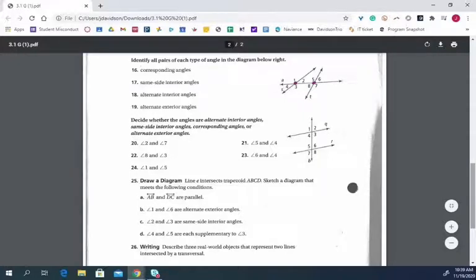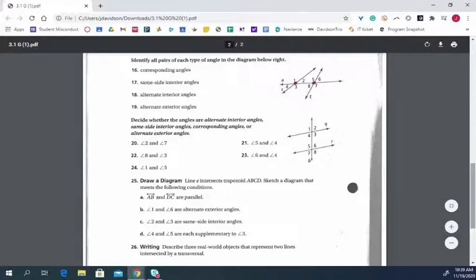Are we doing the outside or the inside? Either one. 1 and 6. They wouldn't match up. What? Nope. If I folded it over, maybe. Nope. 1 and 7 are actually alternate exterior. Oh, okay. Aiden, what do you think?